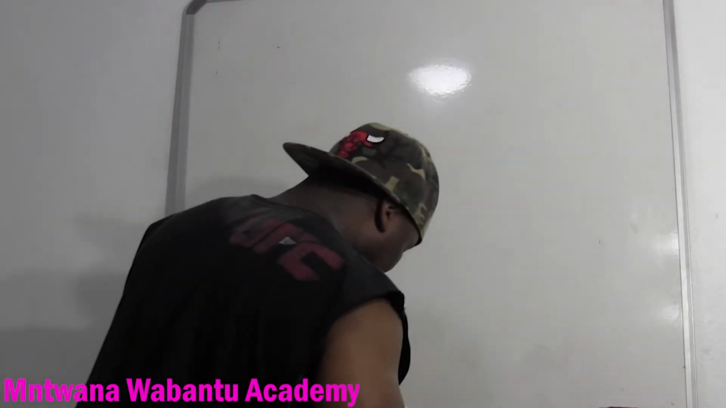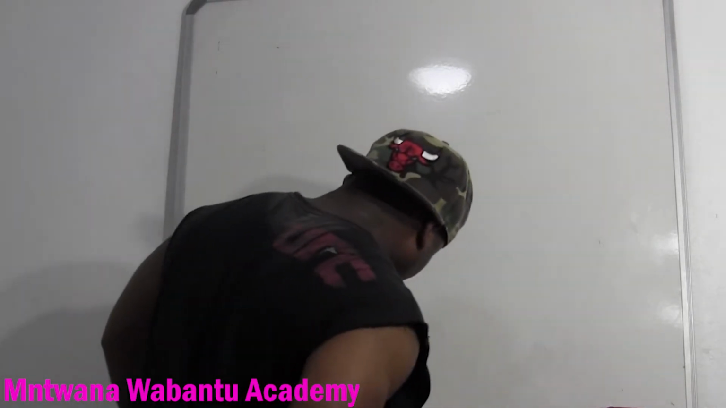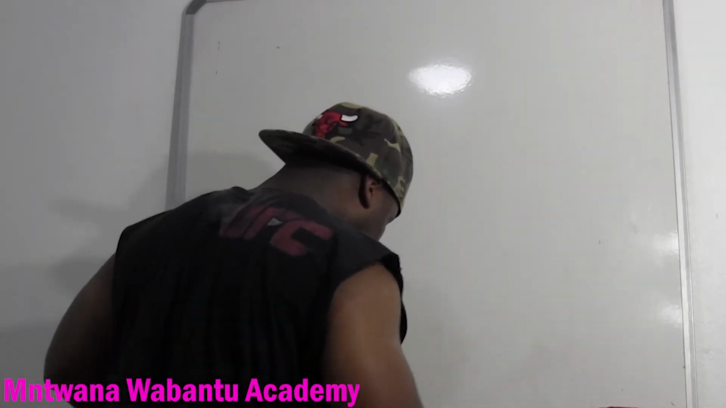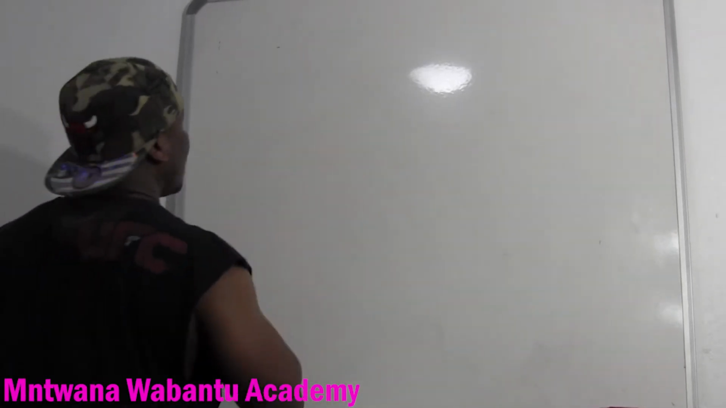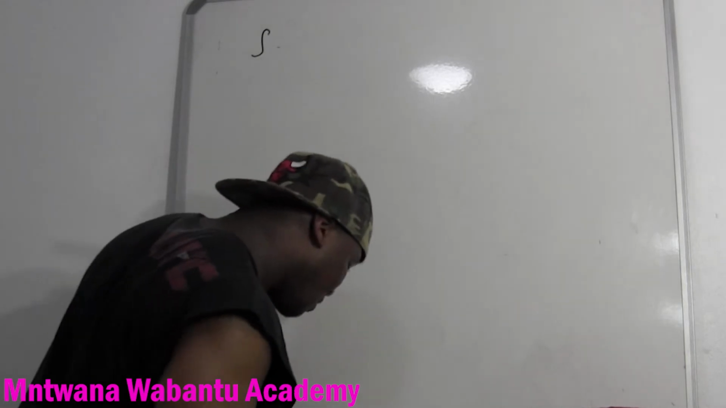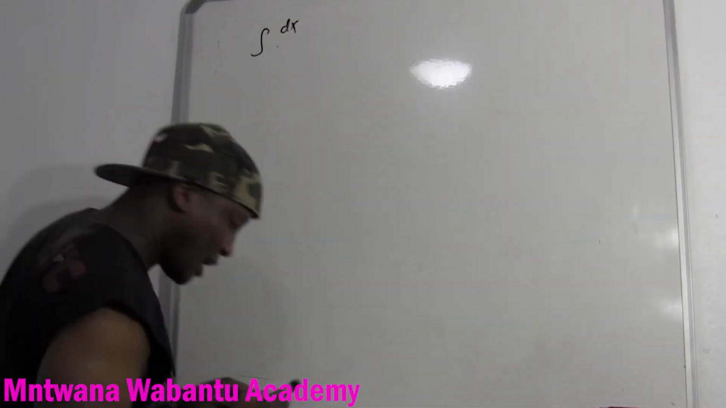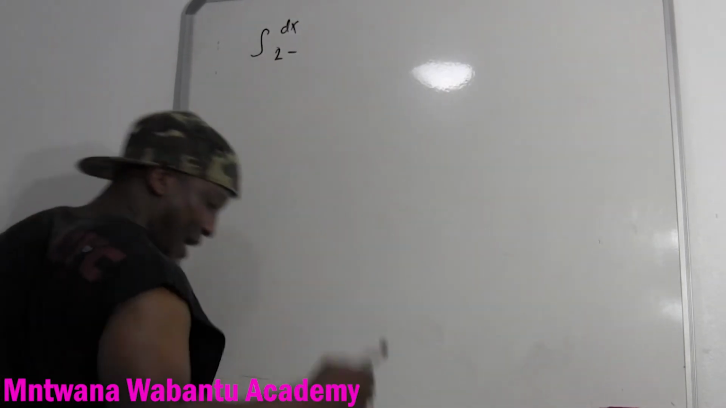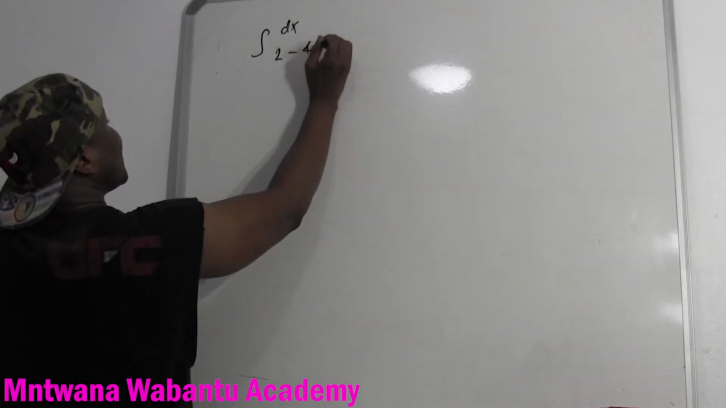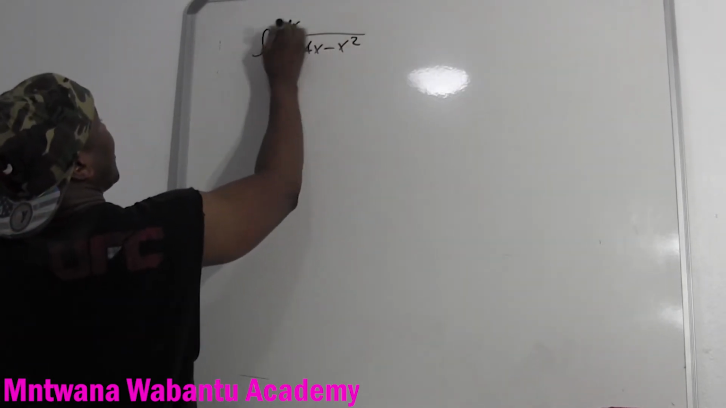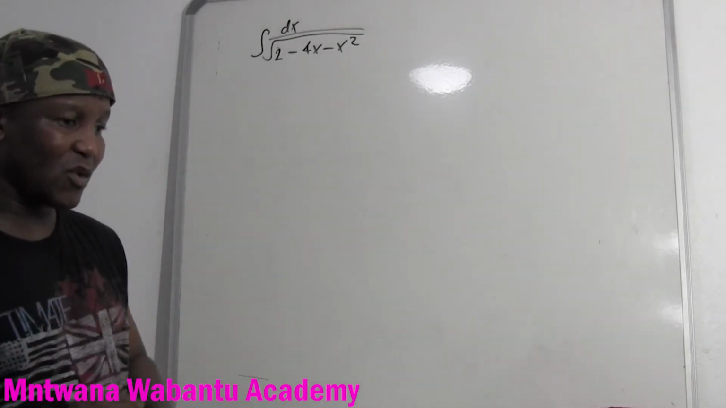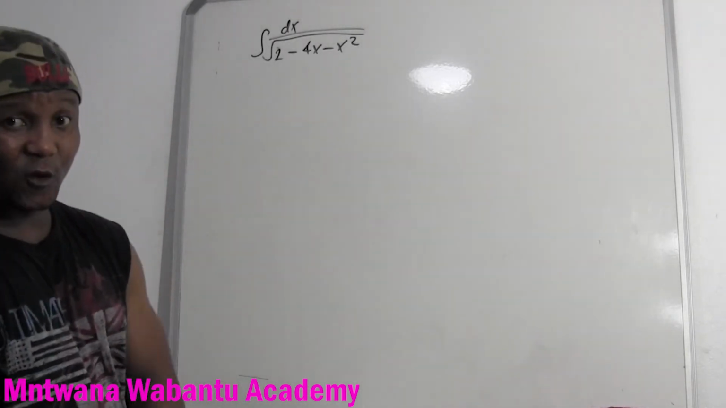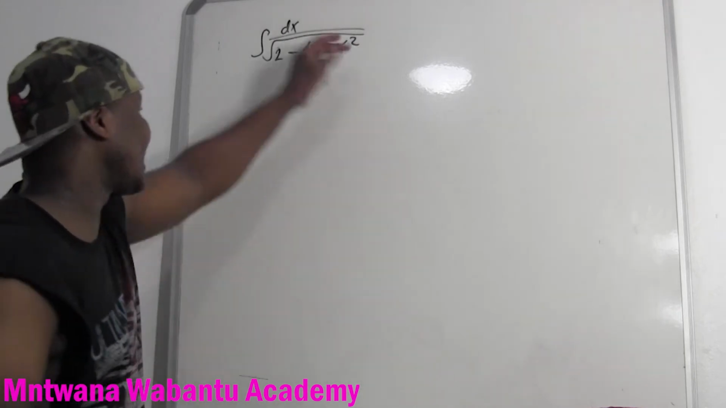Okay, so now we go to the next question. Okay, we got an integral here, dx over the square root of 2 minus 4x minus x squared. It kind of looks like a tan inverse or sine inverse, but it cannot be tan because it has a root.